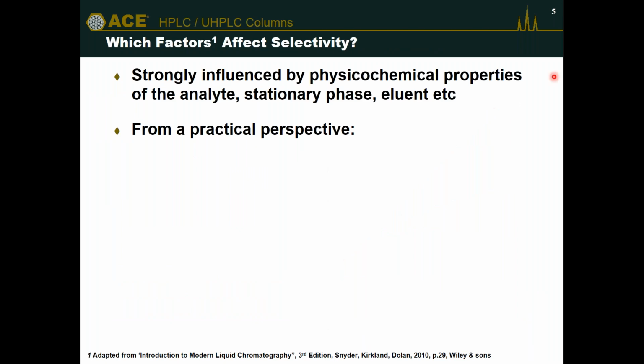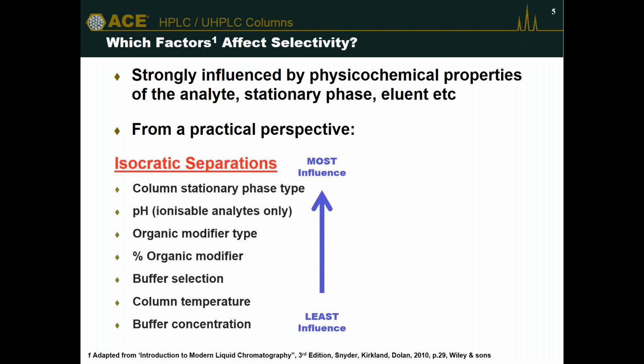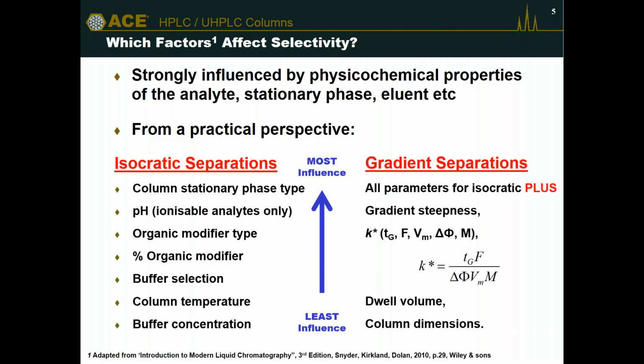Now we know that selectivity is the most powerful term in the resolution equation. Which factors affect selectivity? In fact, many of the different parameters, mobile phase parameters and other types of parameters that you can change and modify in your method development, on your instrumentation, your mobile phase and your stationary phase and so on, have an impact on selectivity. However, the most important thing to understand is that not all factors affect selectivity to the same amount.